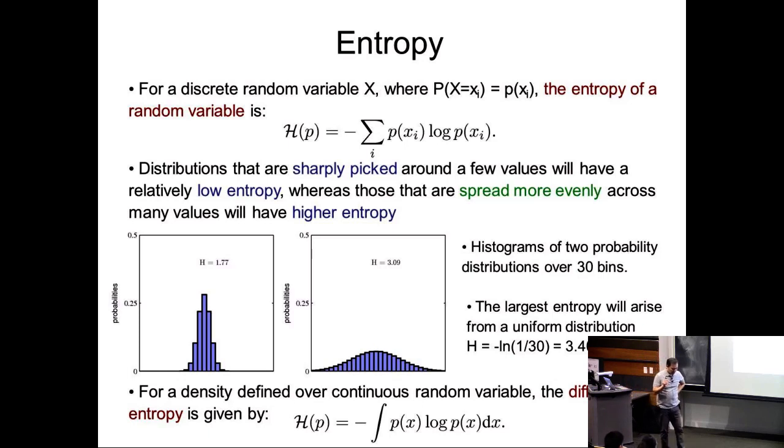And the thing you need to know about the entropy is that distributions that are sharply peaked around a few values will have relatively low entropy. So sharply peaked distributions have low entropy, and those that are spread more evenly across many values will have high entropy. So here's an example of histograms of two probability distributions over 30 bins. This has an entropy of 1.77. This has an entropy of 3.09. The highest entropy is going to be a uniform distribution, right? That's the distribution with the highest entropy.